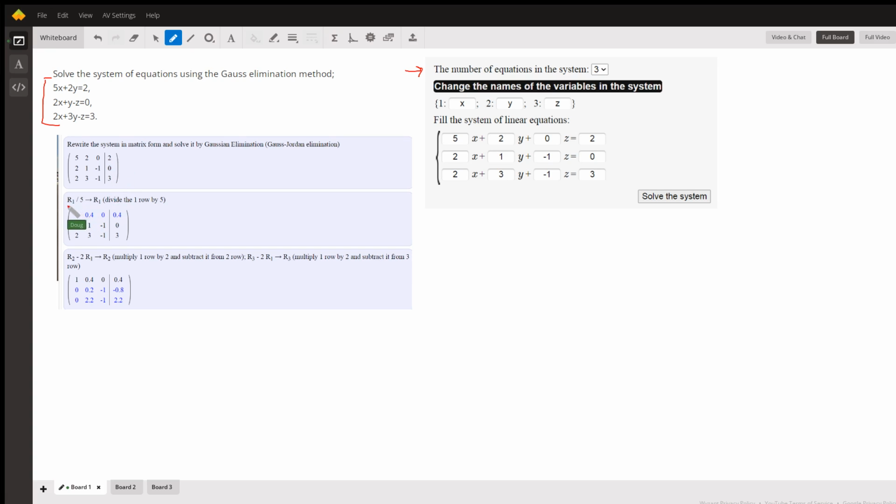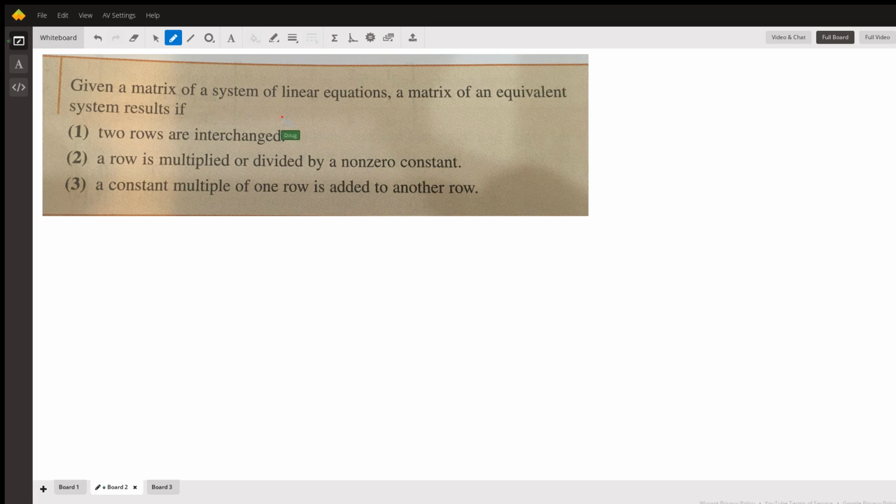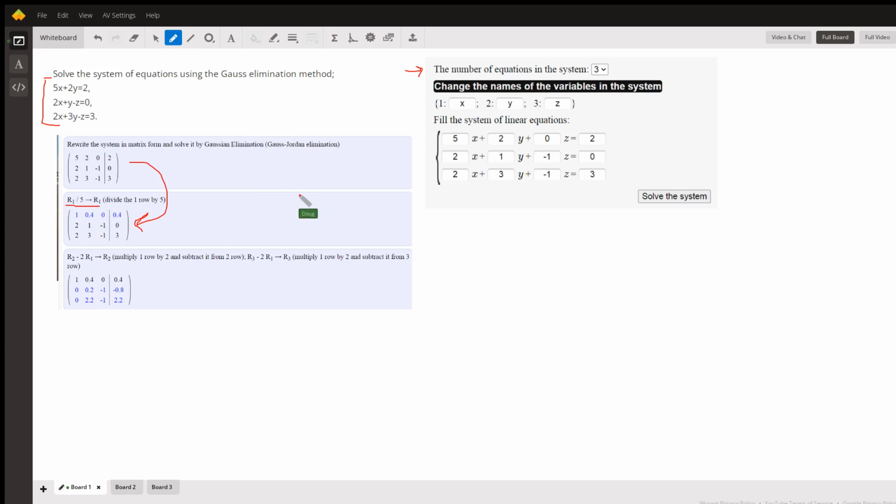And then this notation tells you what you're allowed to do, or what operation you're performing to get from this matrix to this matrix. And on board 2, I have a list of the operations that you're allowed to do that doesn't change or that leaves you with an equivalent matrix. You can interchange any two rows and you still have an equivalent matrix. A row can be multiplied or divided by a non-zero constant, and a constant multiple of one row can be added to another row.